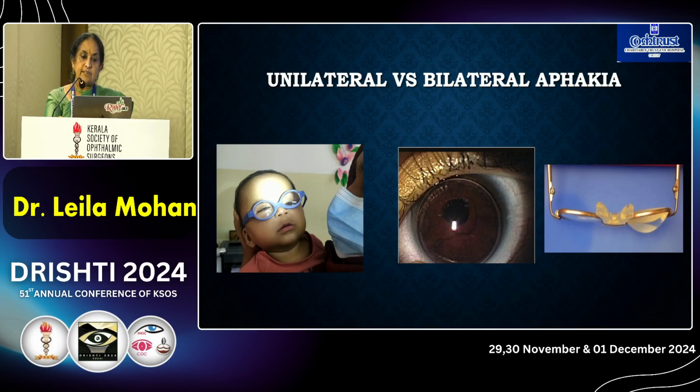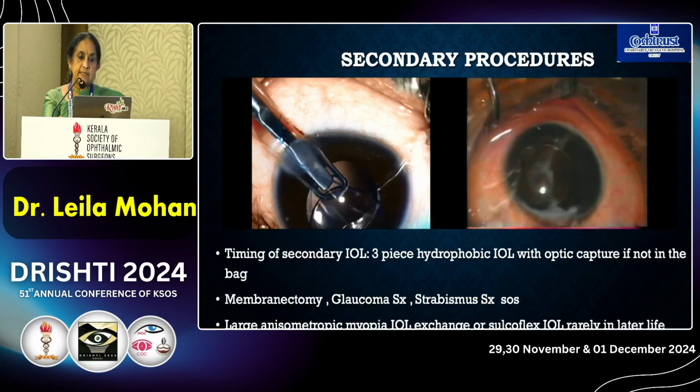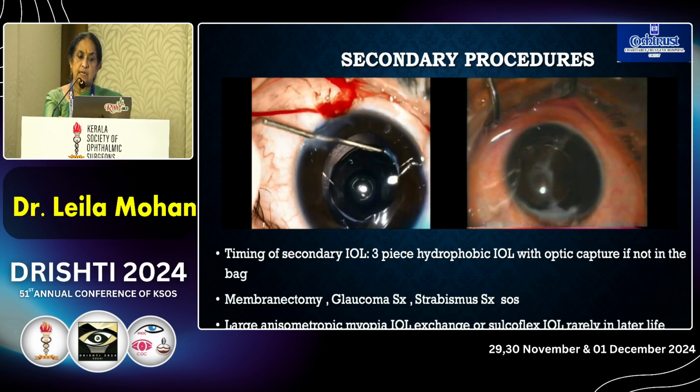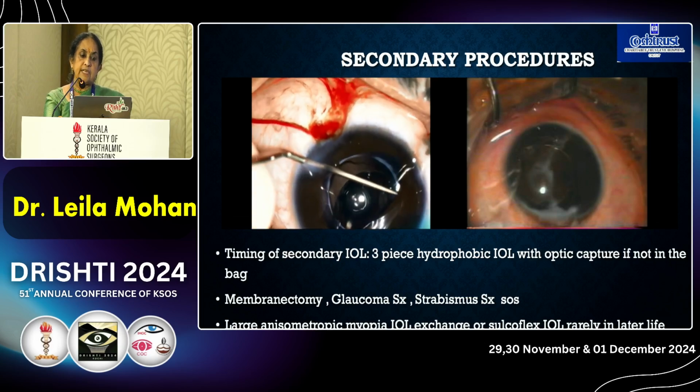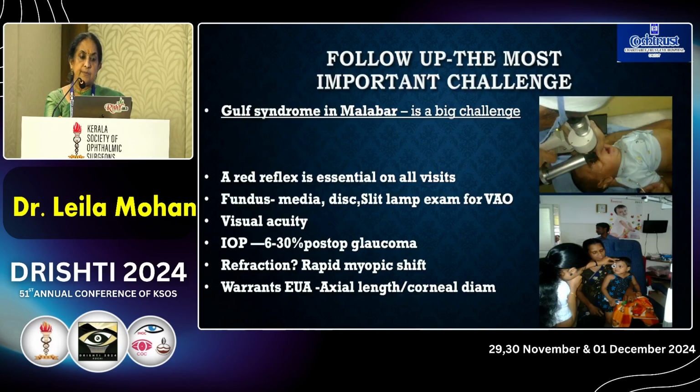But of course, management is difficult when there is a unilateral aphakia with contact lens, and patching is always difficult. So if it is possible, it is better to implant an IOL. And secondary procedures, when you have to do a secondary IOL in the sulcus, a 3-piece IOL with optic capture as you see here, or membranectomy may have to be done.